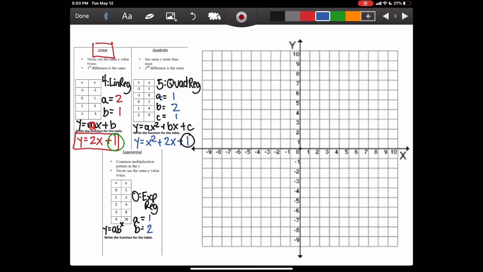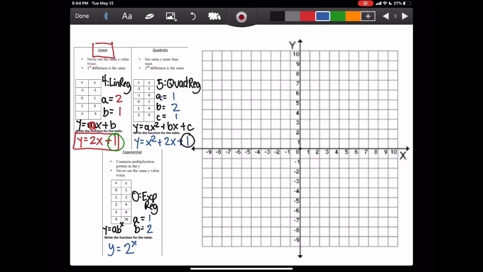Remember, whenever you write your equation, y equals 1 times 2 to the x power looks like 12 to the x power. Don't forget to put parentheses around your b. Do I have to write that 1? 1 times anything is just that anything. So technically, I don't have to write that 1. So the function for this table would just be y equals 2 to the x power.